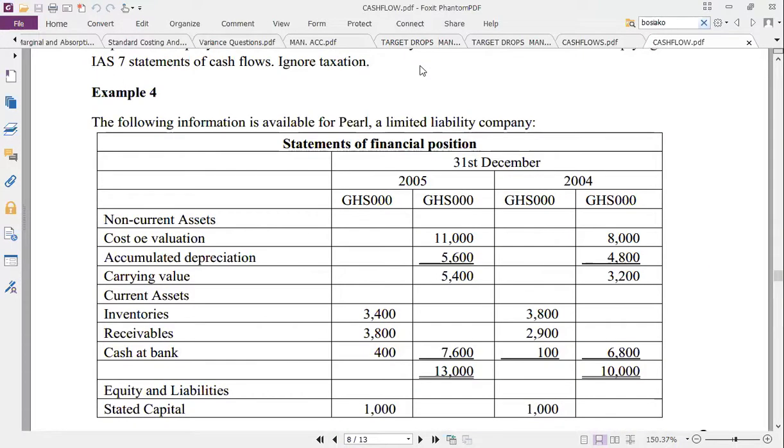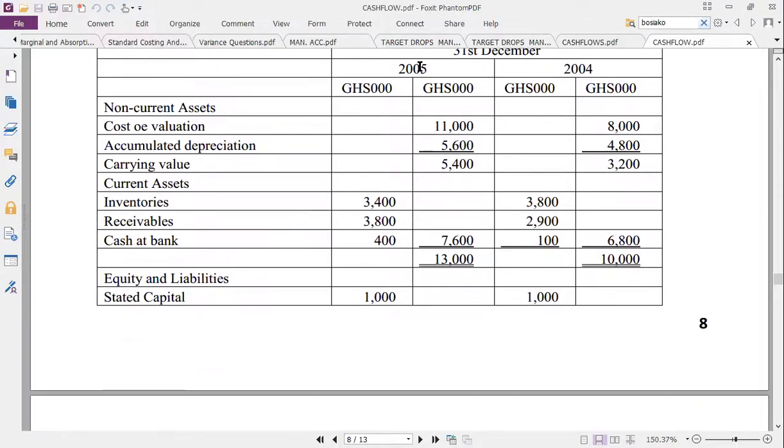Then you quickly go to the financial position. However, for the financial position, because of the opening balance and closing balance, you need 2 years. Current year and the previous year. Because of what? Opening balance and closing balance. That is all. Good. So for non-current assets, the cost is there. In fact, cost or valuation.